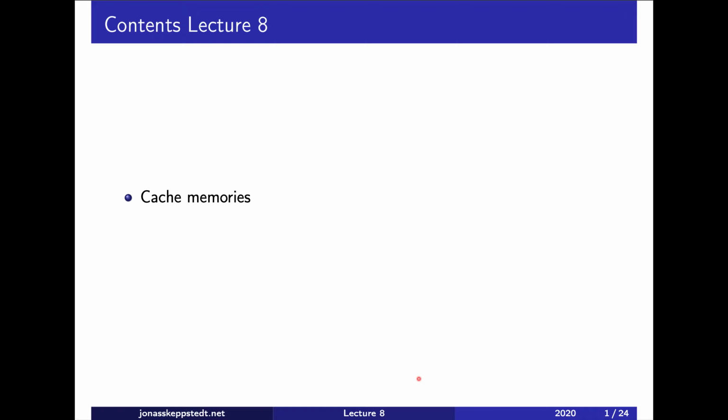This lecture is about cache memories, and they are essential for high performance computers. Without cache memories, all computers would look terribly slow. What is a cache memory? It's a smaller and faster memory where popular data items are stored.